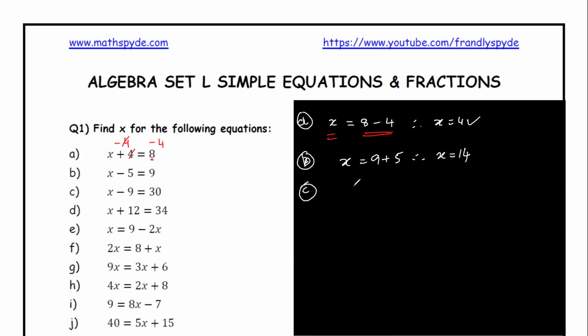C, x is equal to 39. D. X is equal to 34 minus 12. So that's 22. Oh, let me write down. Therefore, x is 22.